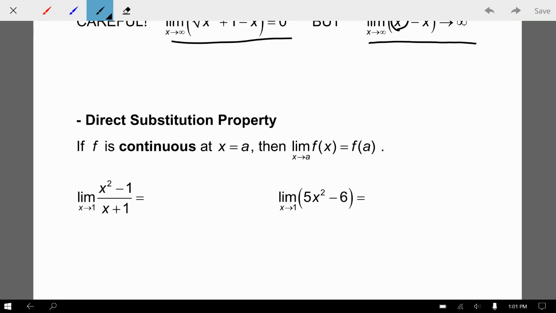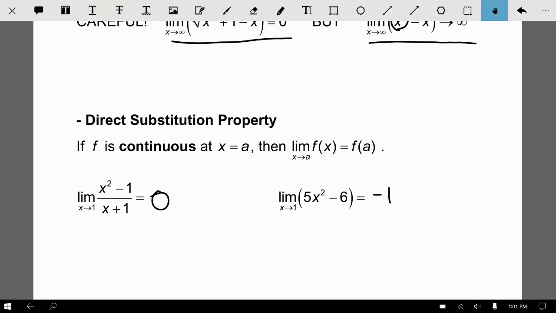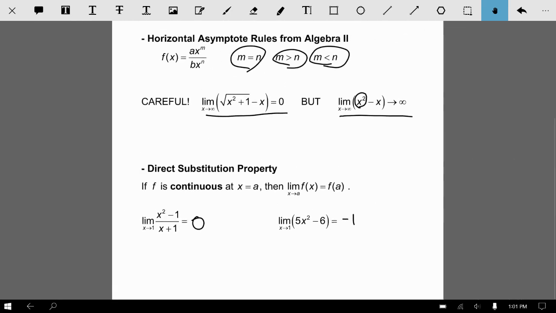Like for this first one, you get 0 over 2. This just gives me 0. For the second one, I get 5 minus 6. That gives me negative 1. So that's what I'm doing with those infinite limits when I plug in like 1,000 or negative 1,000. And then I'm thinking about, okay, if I plug in a number larger than 1,000 or smaller than negative 1,000, what's the trend going to be?